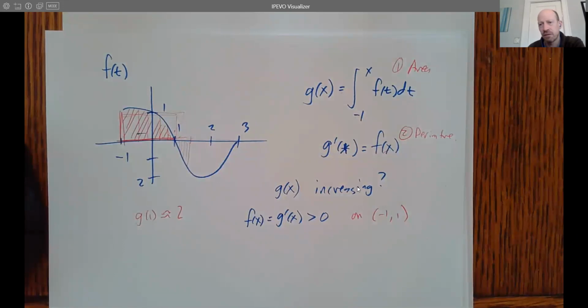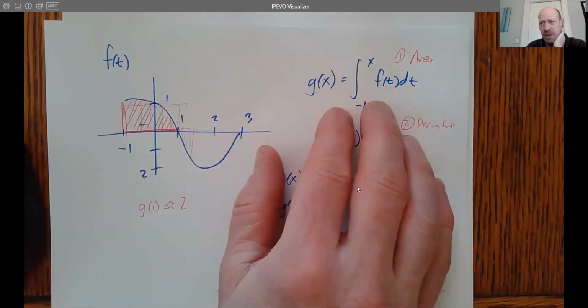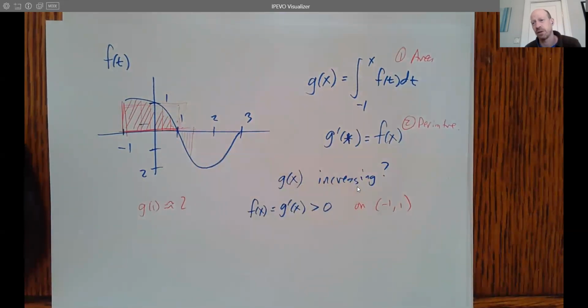Okay, does that help with your question? Yes. Okay, it's a good question. I personally think it's an important problem because you can't really understand the fundamental theorem unless you can understand what this accumulation function does and means. And that just takes a little bit of time and experience to get a little bit of comfort with it. So that's really what this question is about.